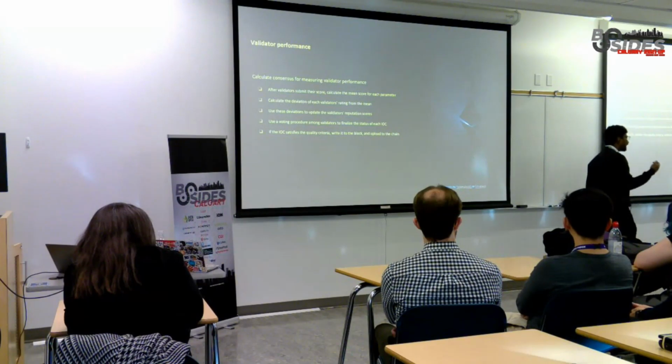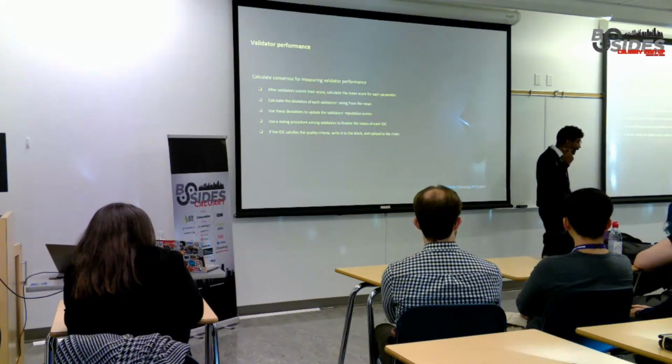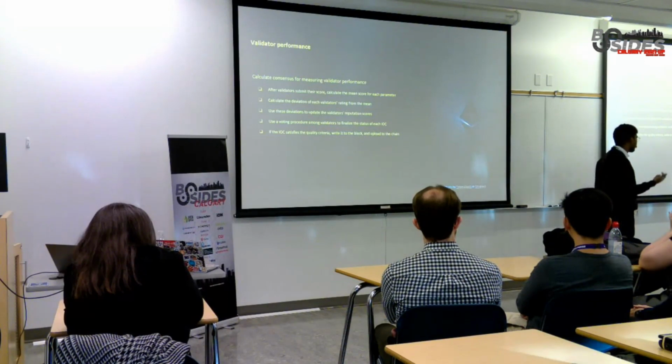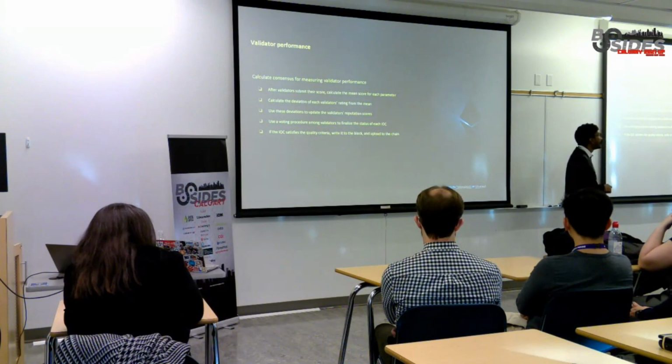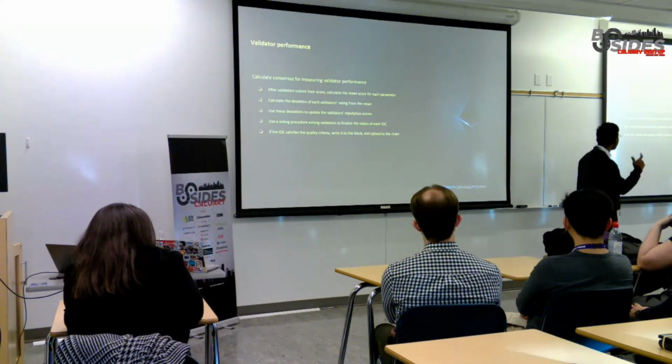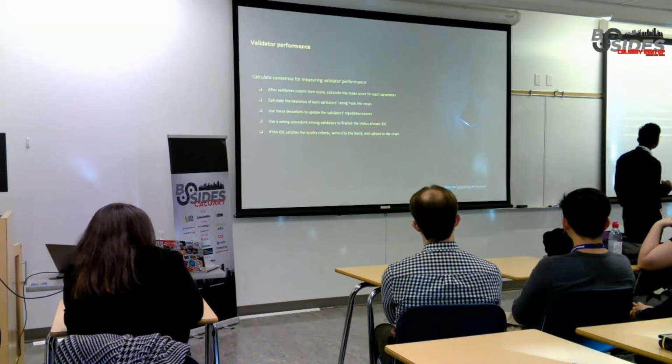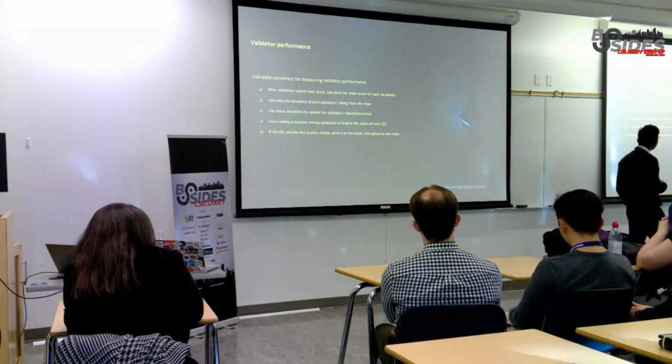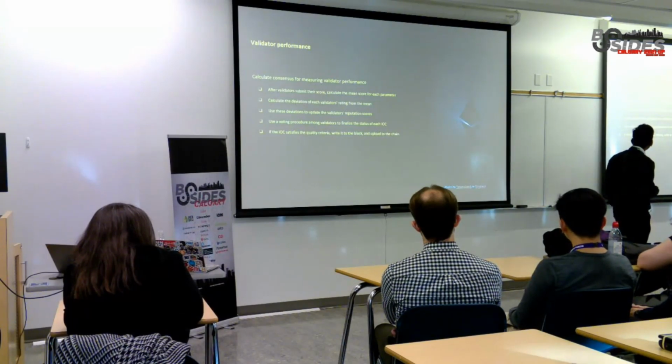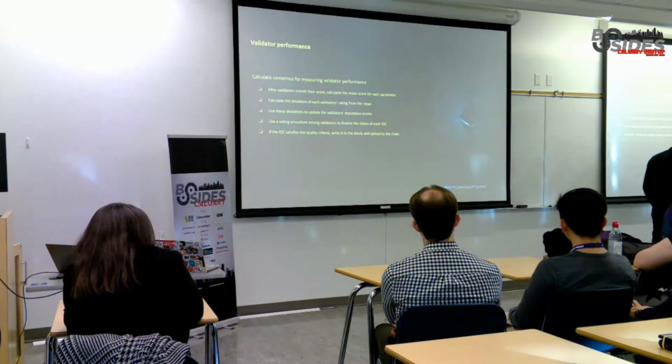Suppose everyone has given a score of 9, and the mean comes out at 9. I'm just one random guy who submits 2 out of 9. So I'm deviating a lot from that mean score, and probably my reputation is not going to be that great for that particular IOC. Now, use this deviation to update the validator's reputation score. Use a voting procedure among the validators to finalize the status of each IOC.